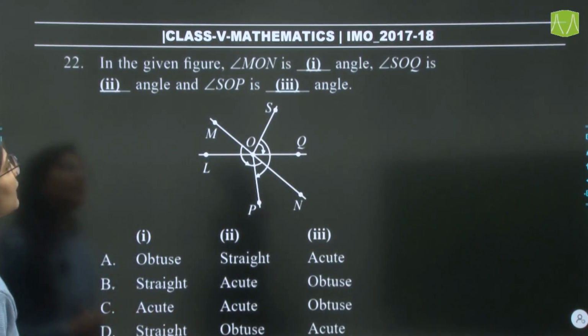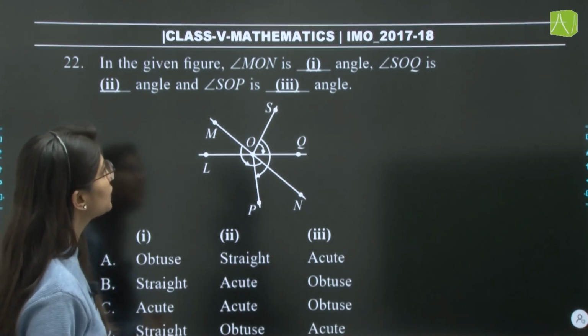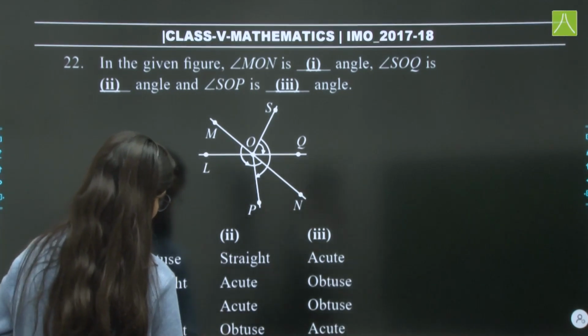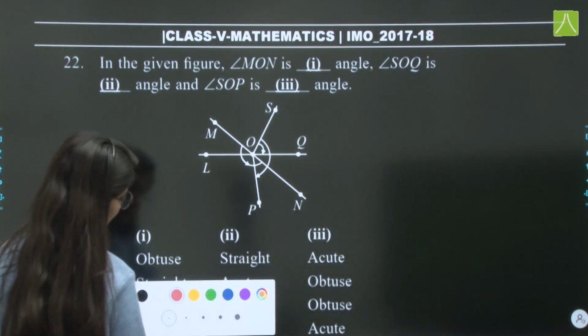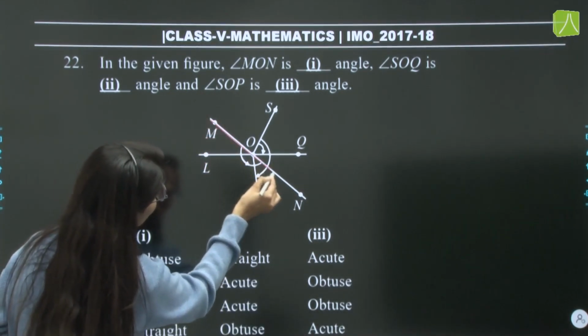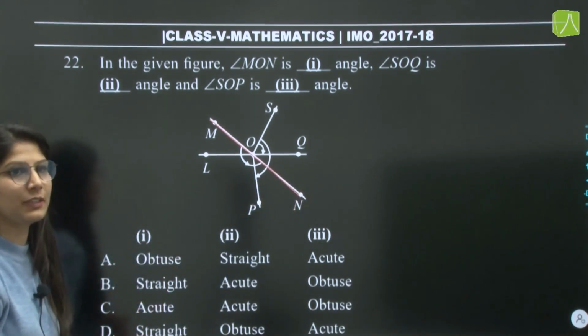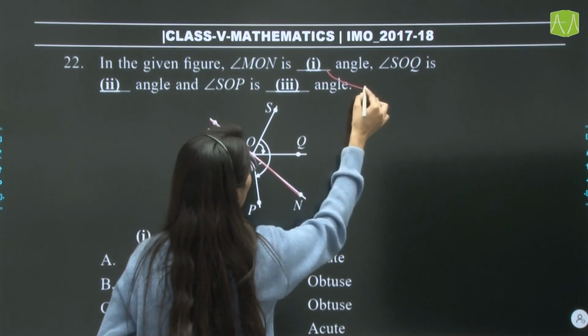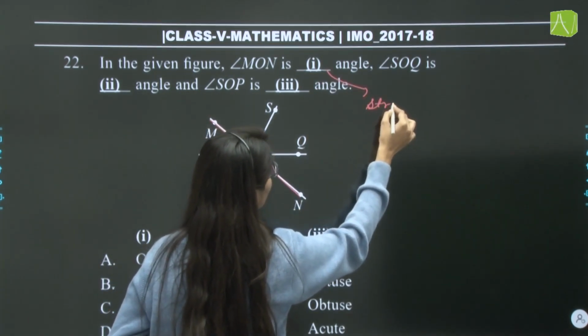In the given figure, first you have to find out angle MON. You see here this angle MON is a straight line. Is it a straight line? So this angle we call a straight angle. So the first one is a straight angle. Now let's find out the next one.